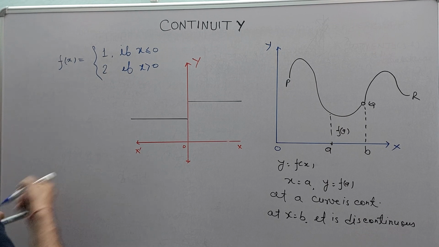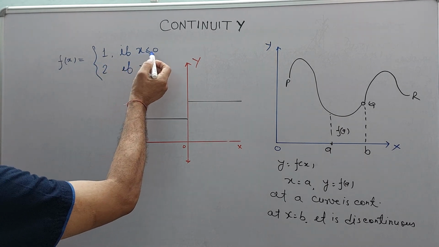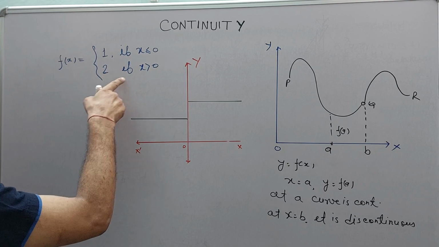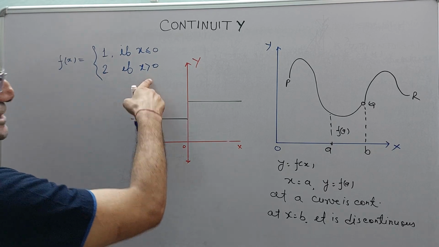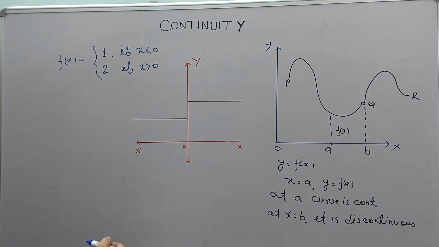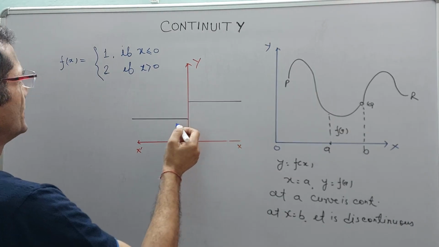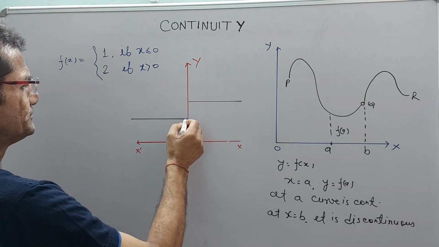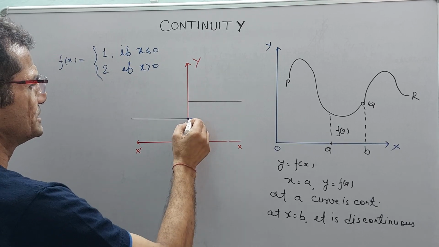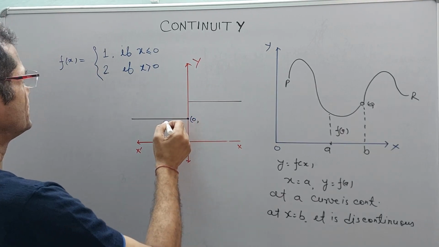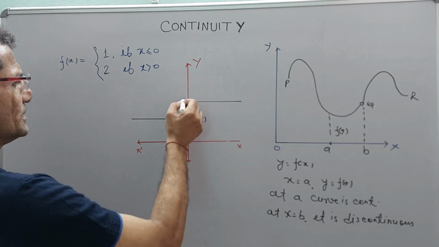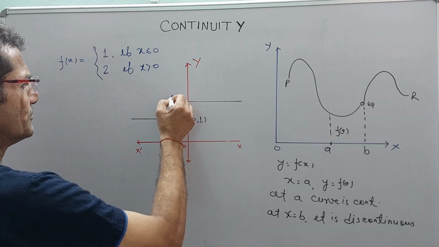In this example our function is f(x) equal to 1 if x is less than or equal to 0, and f(x) equal to 2 if x is greater than 0. Now this is the graph of this. The coordinate of this point on the y-axis is x is 0 and y is 1. The coordinate of this point is x is 0, y is 2.